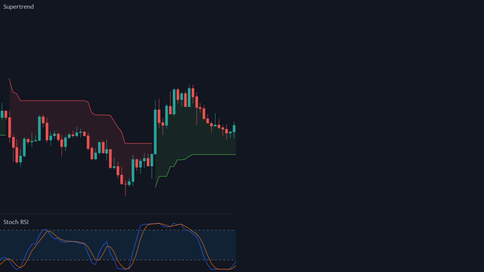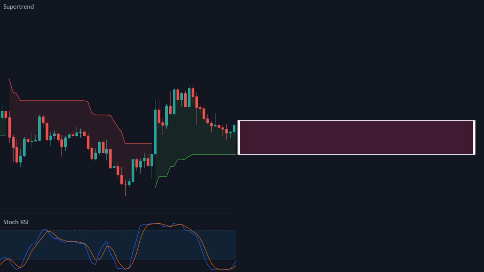This is our first example buy trade. As we can see on our screen, the Stochastic RSI just crossed over here. Then the crossover happened below the blue area. Then the price is above Supertrend. All of our buy conditions have been met. It's time to prepare our buy trade here.